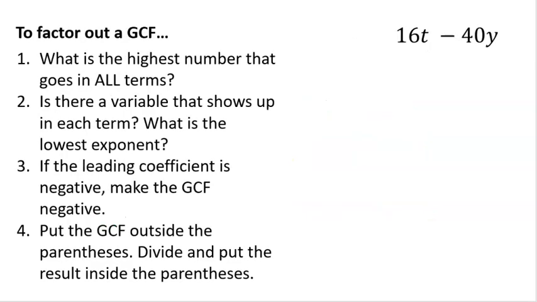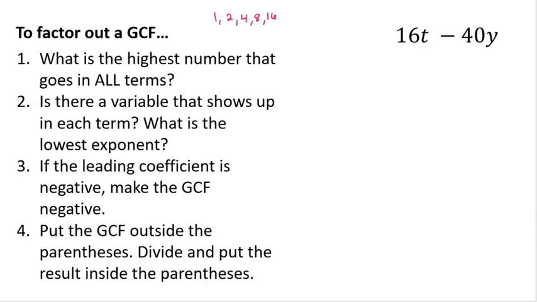Now let's go ahead and switch gears and go into factoring out a GCF, or greatest common factor. So the first question I want to ask myself is, what is the highest number that goes in all of the terms? And so when I'm looking at 16 and 40, I usually like to pick the smallest one and write out the factors for 16. So I've got 1 and 16, I've got 2 and 8, and then I've got 4 times 4, right?